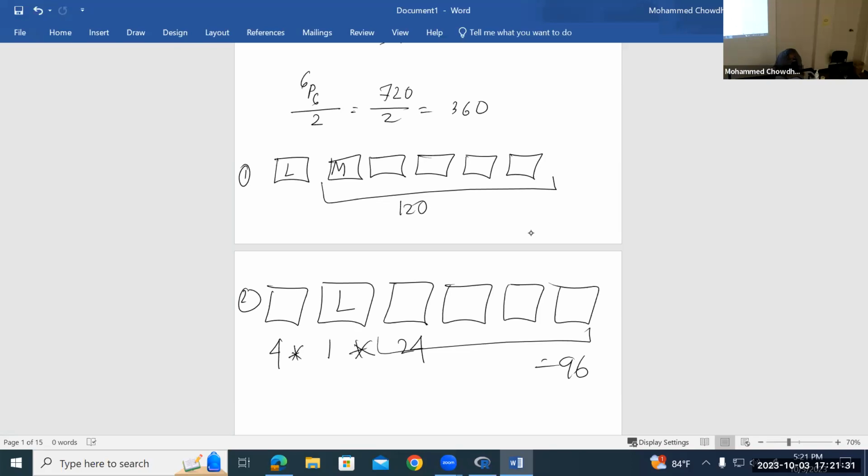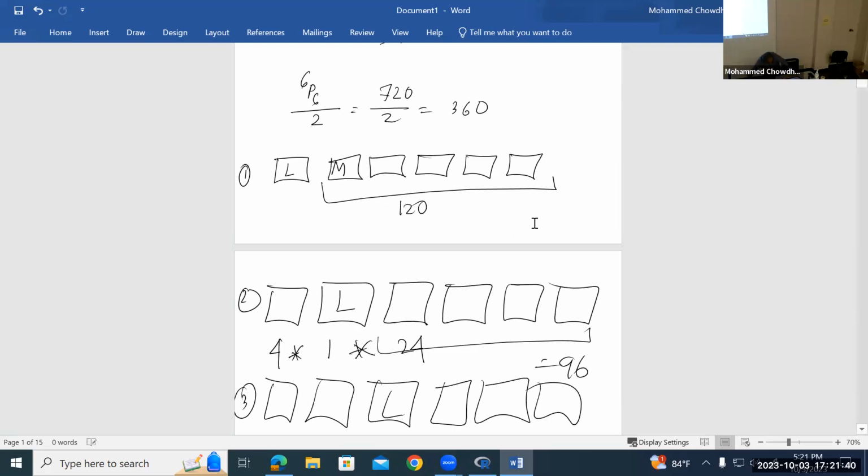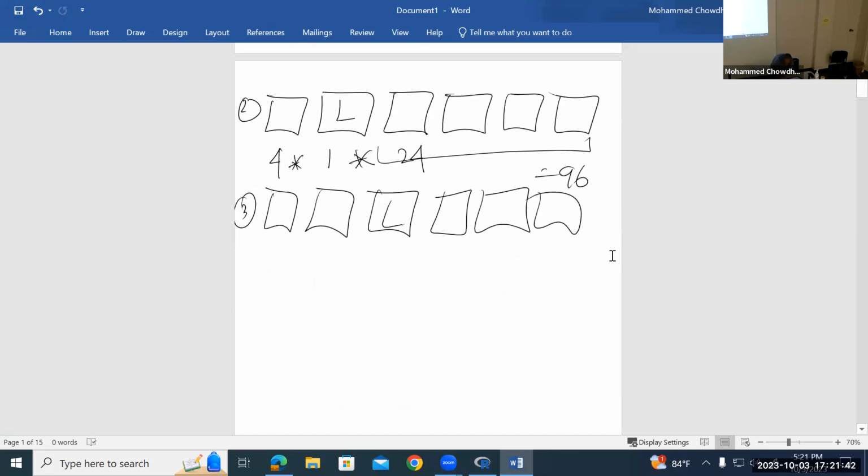Then I go to the third case. First 2, this is the L, this is the 3, right? So that could be, this is equal to 6, right? This is equal to 6. 1, 2, 3. This is equal to 6. This is equal to 1. This is equal to 3, 4.